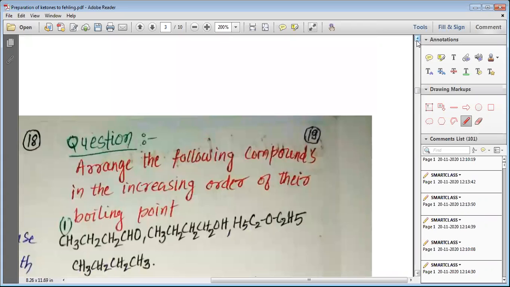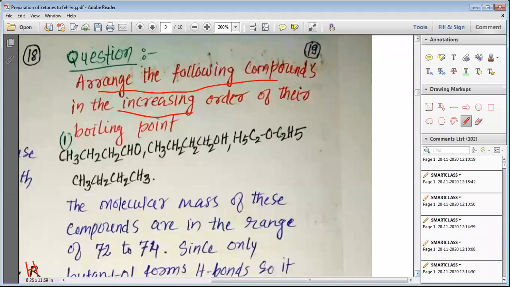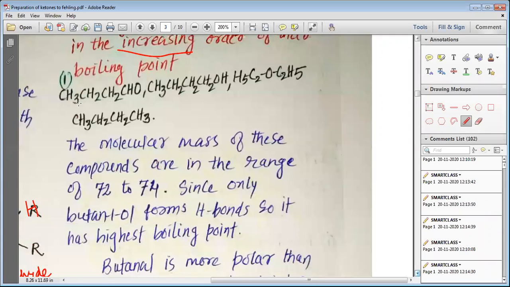Now, my dear students, let's solve some questions so that we can understand the concepts we have studied well. Arrange the following compounds in the increasing order of their boiling point. The first compound is an aldehyde, another is an alcohol, then we are given an ether, and then an alkane. We are all aware that the lowest boiling point would be with the alkane, and the highest would be with the alcohol.